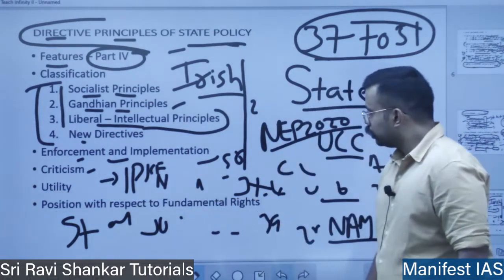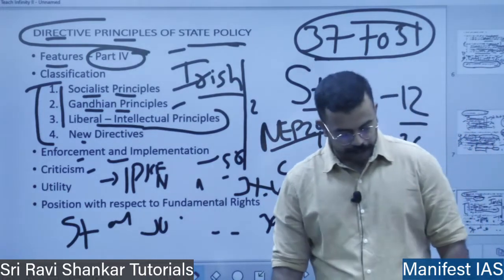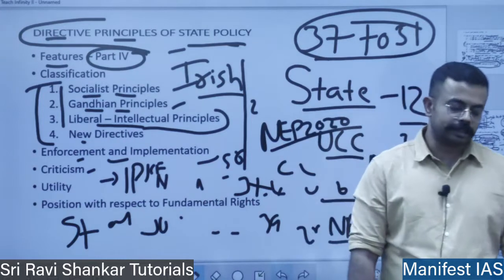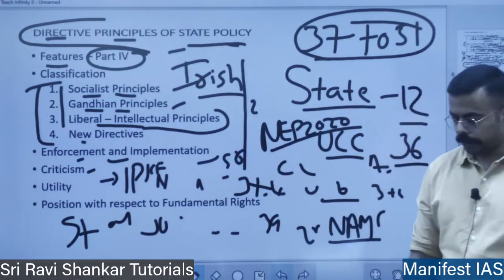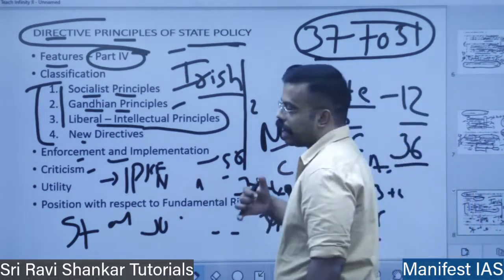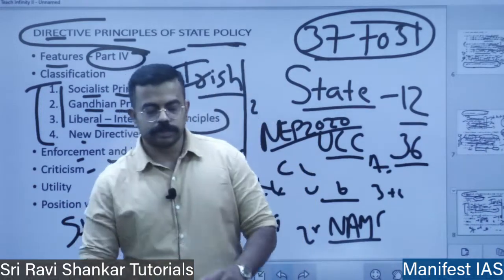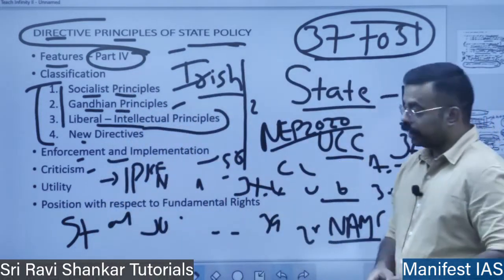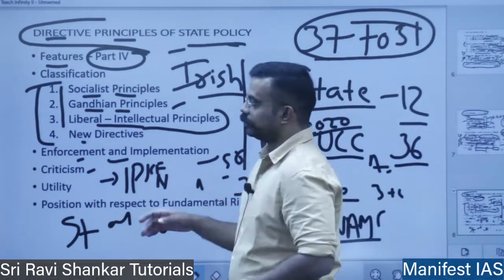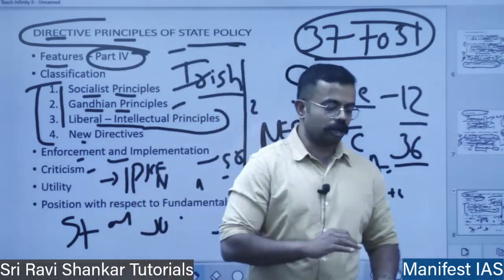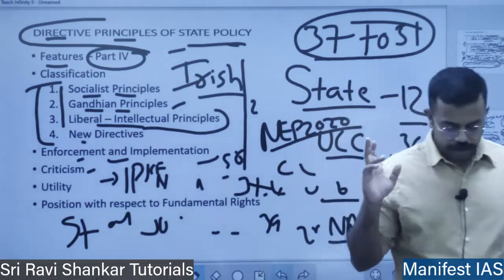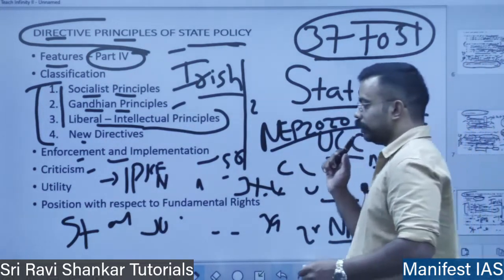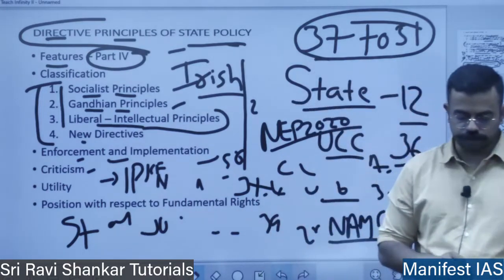The fundamental rights prohibit the state from doing certain things. However, directive principles allow or push the state to do positive things. Next, fundamental rights are justiciable, whereas directive principles are non-justiciable. That is, the court cannot enforce them. So they are political. These are economic and social.